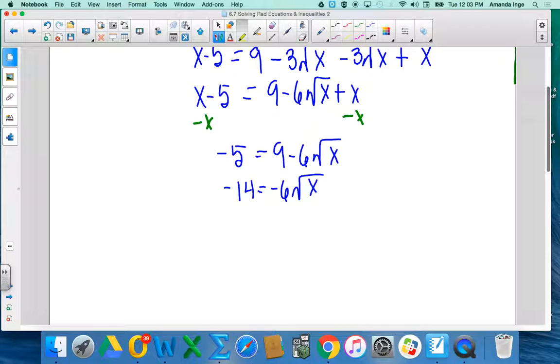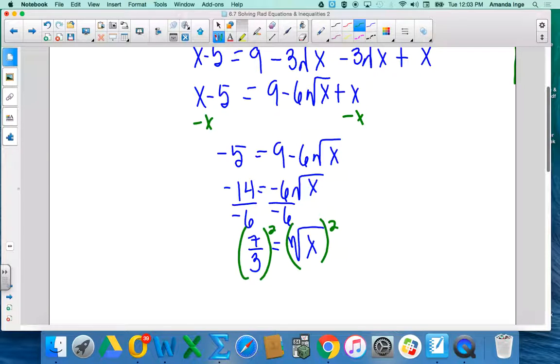That's negative 6 times, so we're going to divide by negative 6. And when we do, we get the square root of x is equal to 7/3. Once again, to get rid of the radical sign, we'll square both sides. We get that x is equal to 49/9.